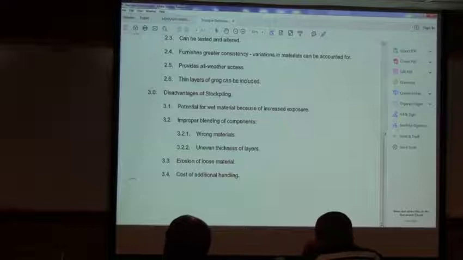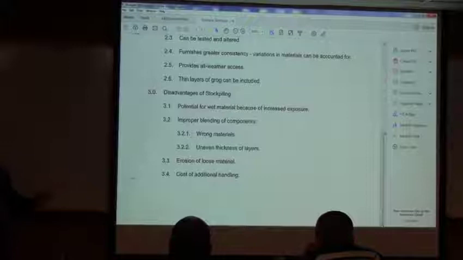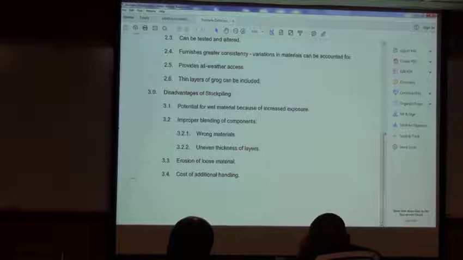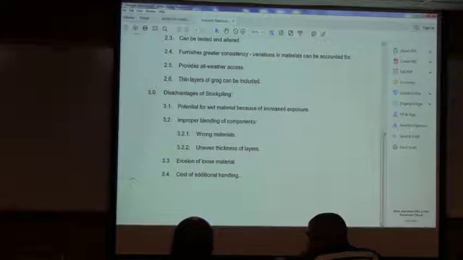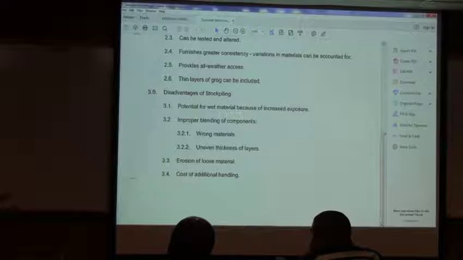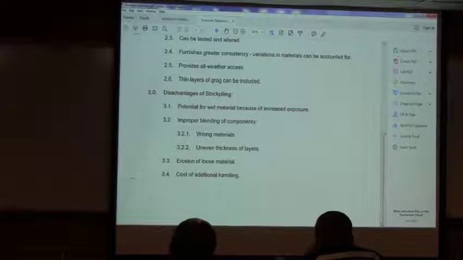But erosion of loose material. And that right there is why on the last stockpile built, we left berms up, because it washes down, goes over the roads, and makes a mess going off the side. We're thinking that's going to help run it off, and the loader operator comes back, he can clean it up, and maybe mix it up, or move it or something. And cost of additional handling. Yeah.